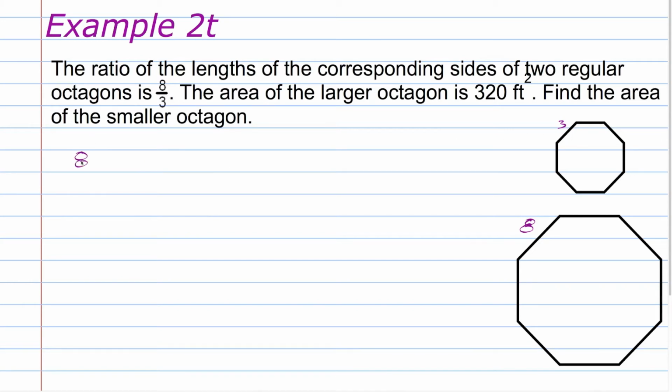But we're not working with perimeter or similarity in this case. We're working with the similarity of the area. So we need to square this thing. So 8 squared over 3 squared, and that gives us 64 square feet in the bigger octagon is equal to 9 square feet in the smaller octagon. This is what we're going to use, and why we're going to use this is we're told that the area of the larger octagon is 320 square feet.